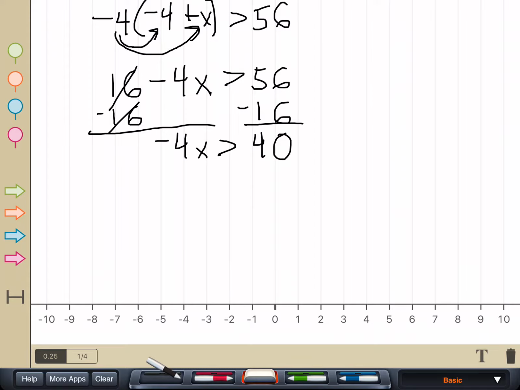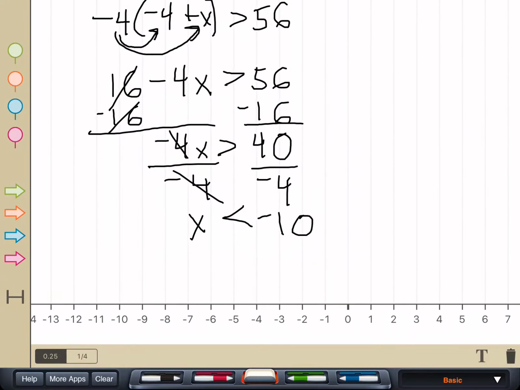Okay? Now, we're going to get the x to stand alone, and so what we want is to divide this by -4, and we're going to divide this by -4 over here. Now, when we divide by -4, we need to change the sign. In order to have a set of solutions that is correct, we need to change the sign. So -4x divided by -4 is x, and 40 divided by -4 is -10.